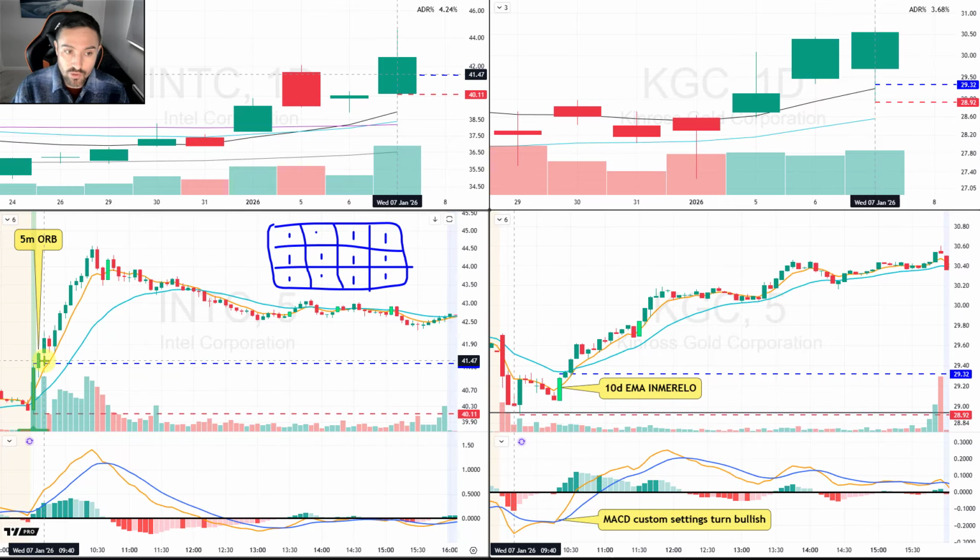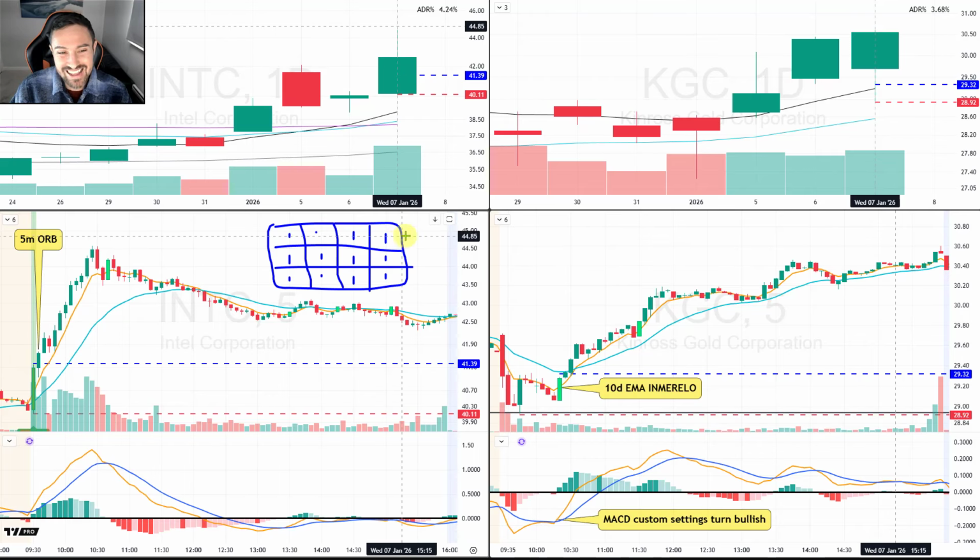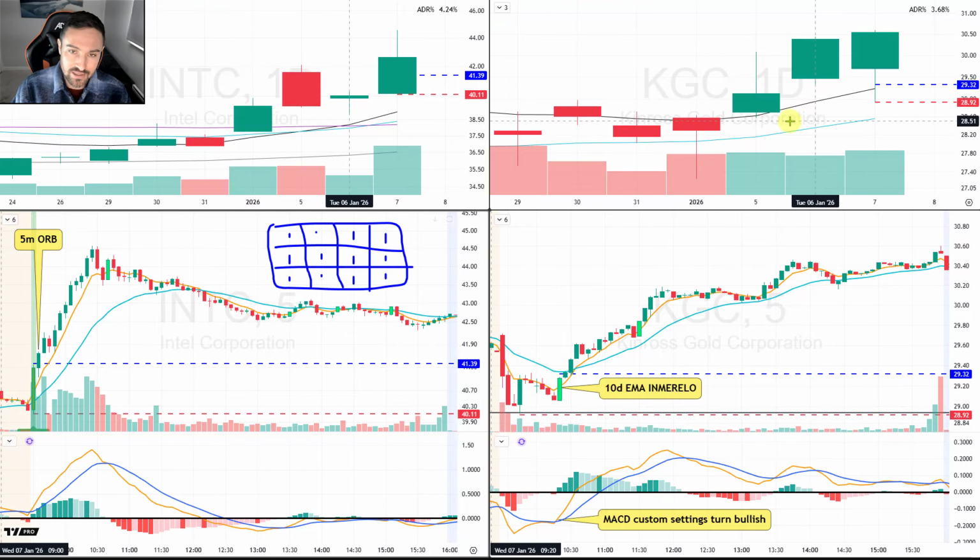Just looking for a nice strong bar, preferably with group theme confirmation as well, displaying a lot of intraday relative strength, and that's how I'm setting up my charts. I talk a lot about that on my platform and how I set things up, okay?